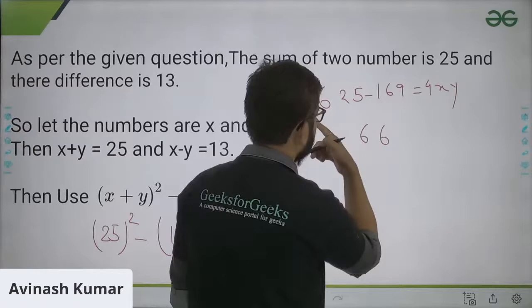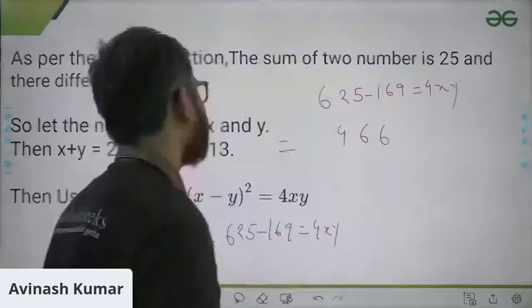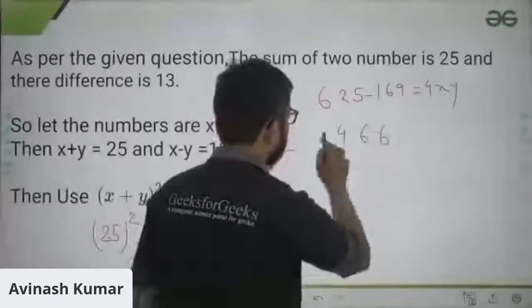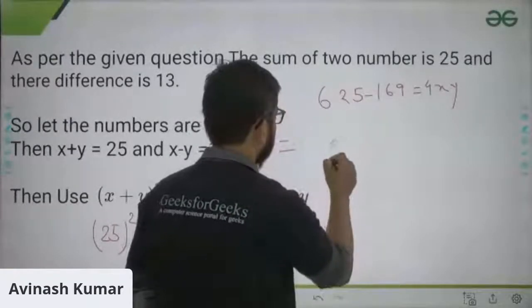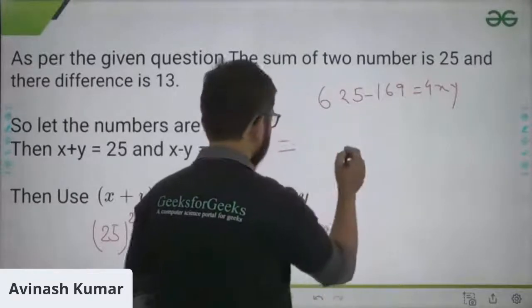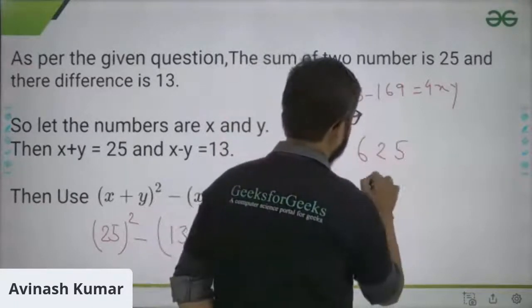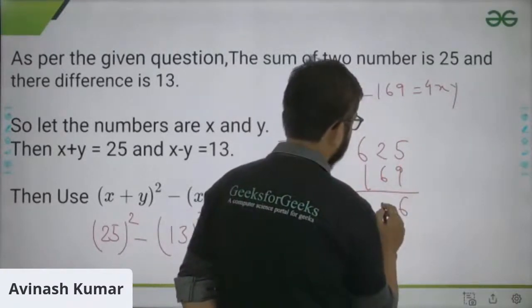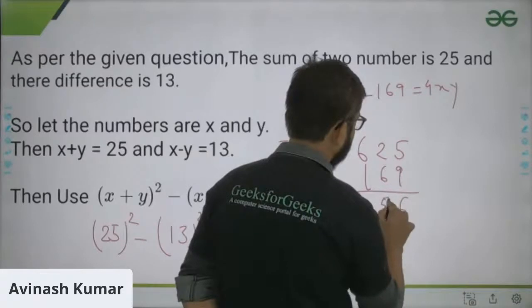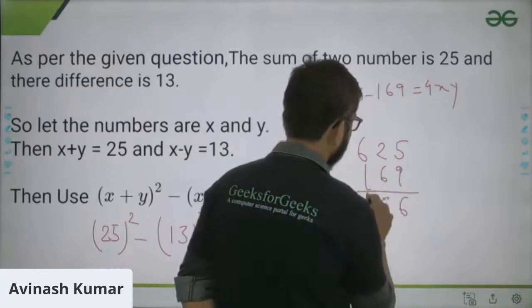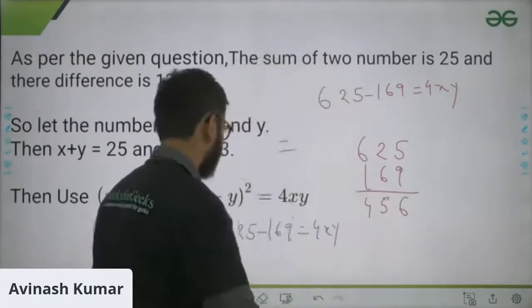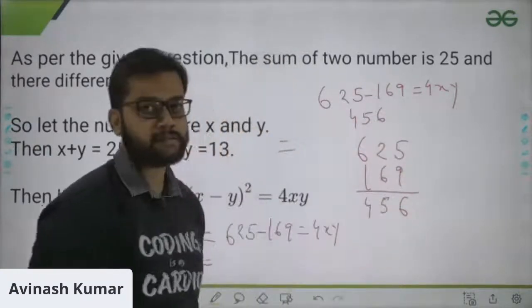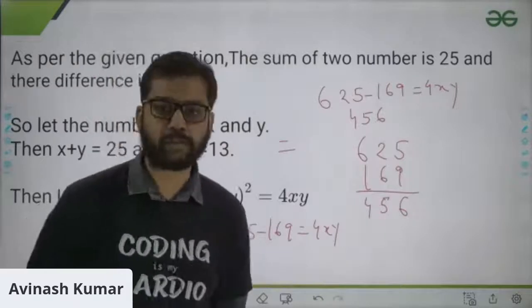Wrong or anything you didn't understand? I think this one is wrong. 625, 169, and this one is 11, 11. This is 5, 4, 5. This one is 4, 456. This value will be 456. Is there anything? Till now it's fine. Just let me know if you have any questions.